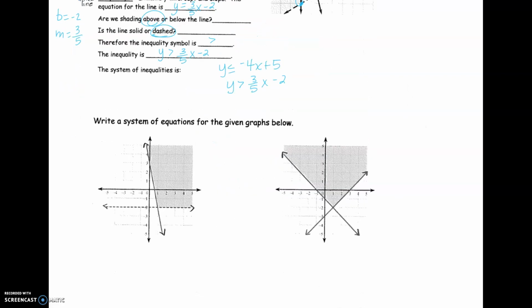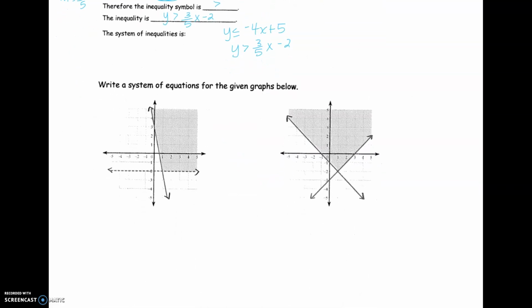Okay, let's try a couple of these together. Write a system of inequalities for the given graphs below. All right, we're going to do the dotted line. The dotted line's easy because it's a horizontal line. Let's call it an equation first: y equals -2. Then we look at our shading. Are the y values getting bigger or smaller where it's shaded? They're getting larger, and it's dotted, so it's y is greater than -2.